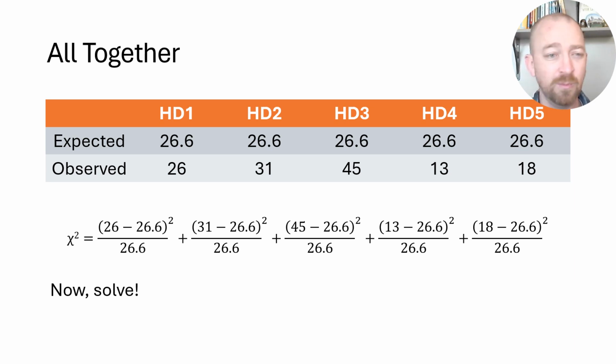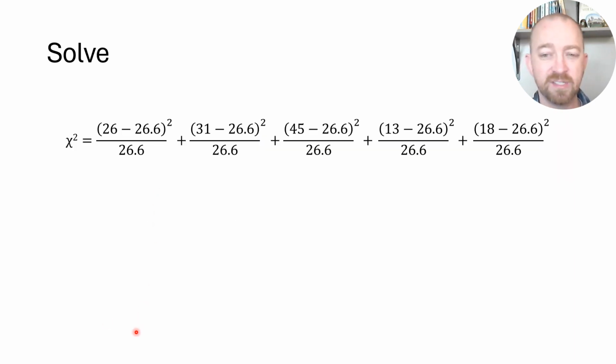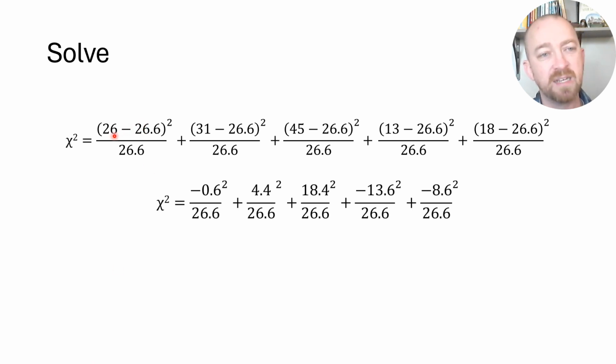It's quite simple to do. All right, here's the same equation. Obviously, what we do is we first have to subtract before we can square, because we always start off with the parentheses first. So if we subtract every value, 26 minus 26.6 is, of course, negative 0.6. 31 minus 26.6 is, of course, 4.4, and so on. So we just subtract there.